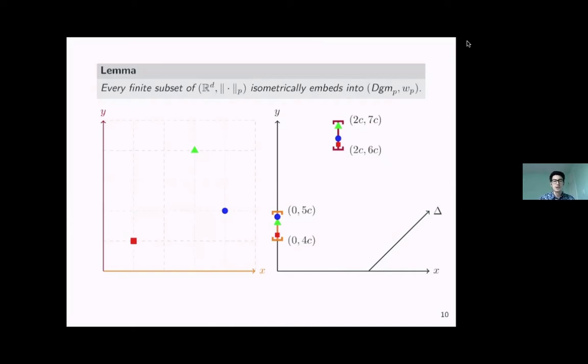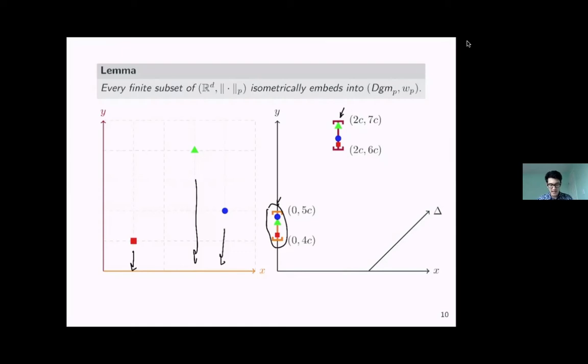It's a similar construction. So basically you just have an interval for each of the coordinates. You essentially project onto that coordinate, and then that's where it goes on the interval. So if you send each of these guys down here, then that's roughly what you get here. Okay. You do this for each dimension, and this gives you an isometric embedding of any finite subset. You just need to arrange for the intervals to be far enough apart.